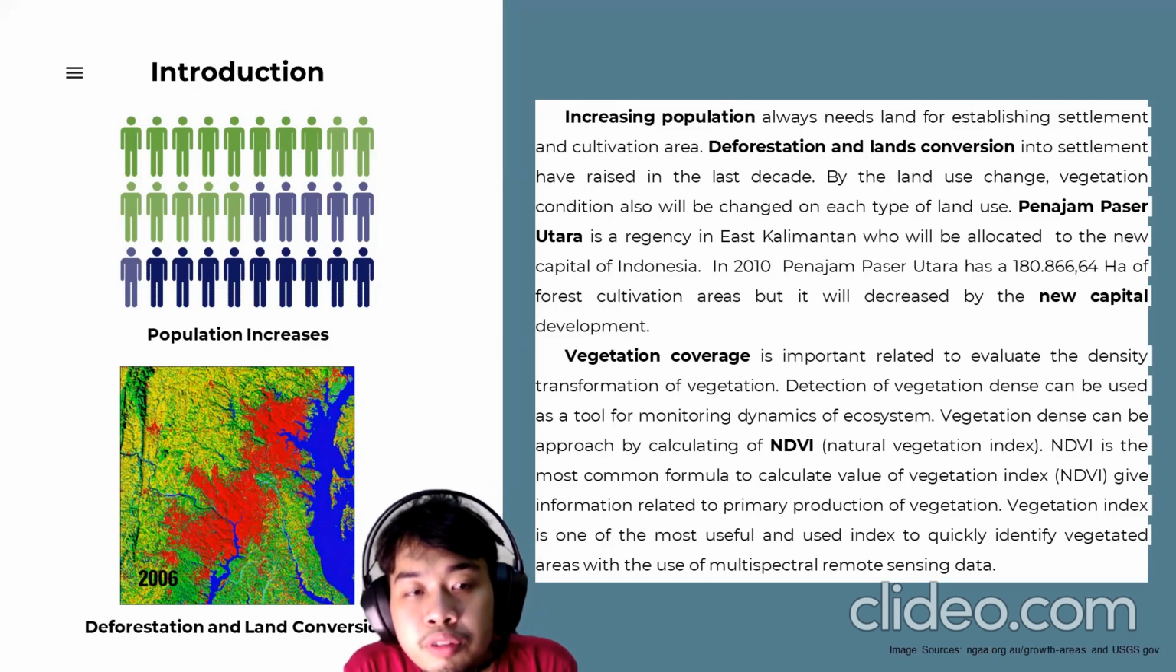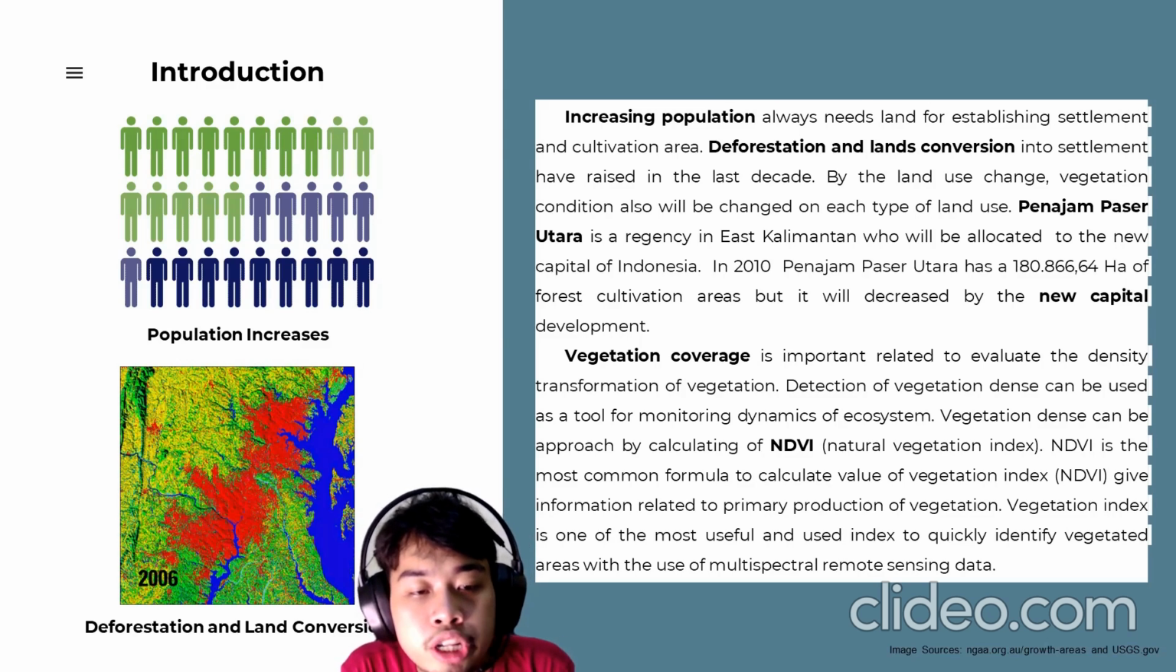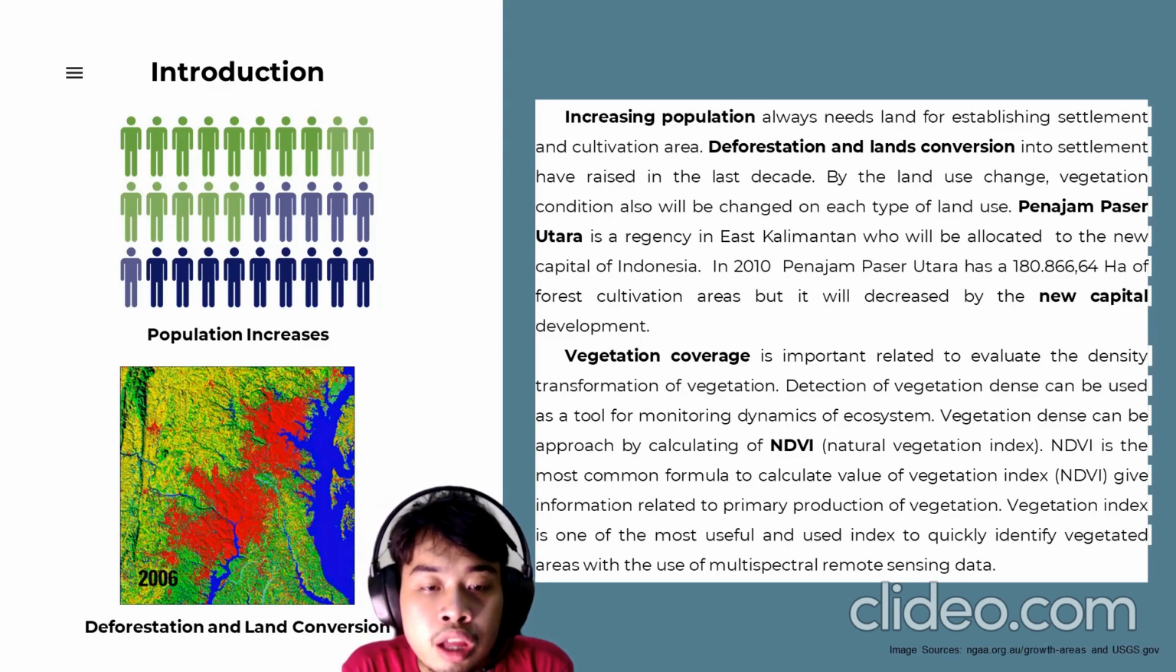So we can see from figure 1, it's an example of the increasing population, and the second figure has a red area where we can see the deforestation and land conversion. So between both figures, we can form a hypothesis that the increasing population can affect deforestation and land conversion. We can see it in this vegetation coverage.